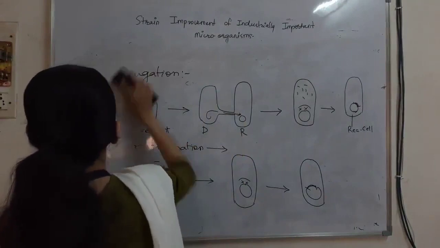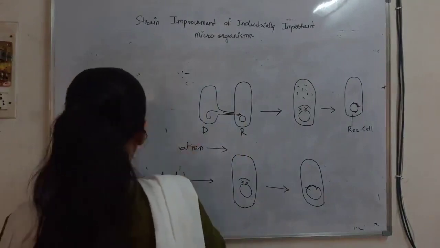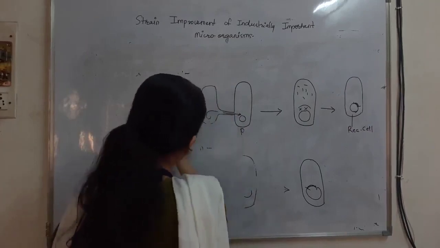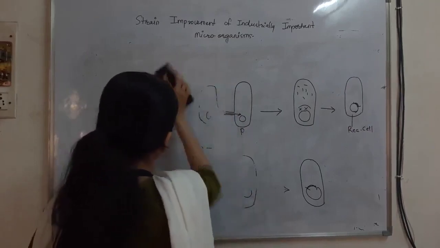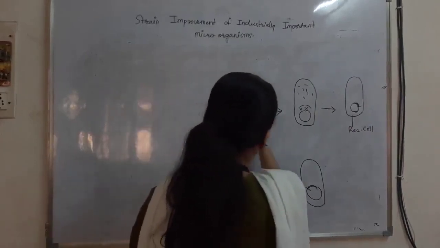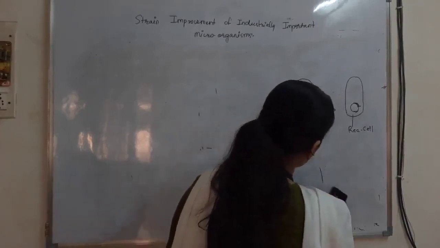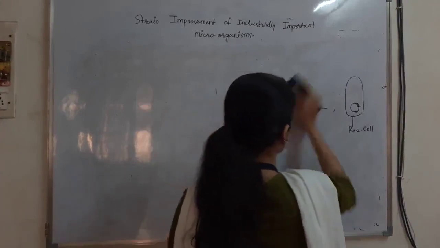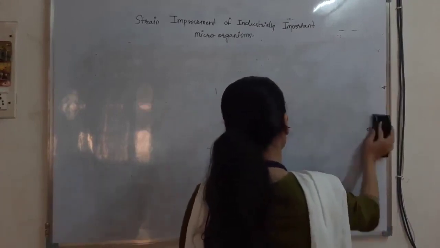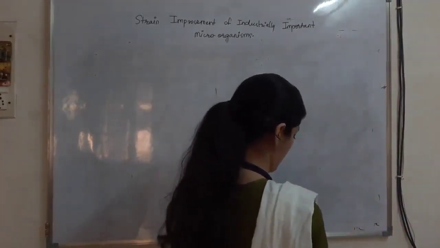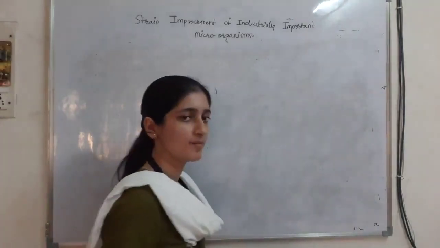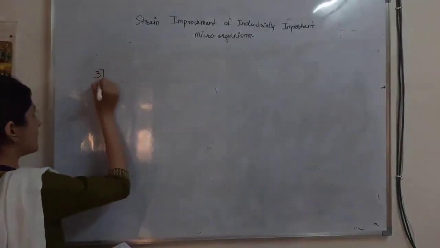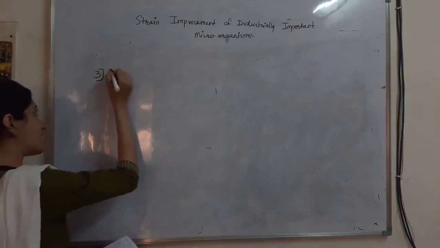Third is genetic recombination by transduction. For transduction, there is involvement of bacteriophages. Bacteriophages are those organisms which infect a bacterial cell. Third is by transduction.